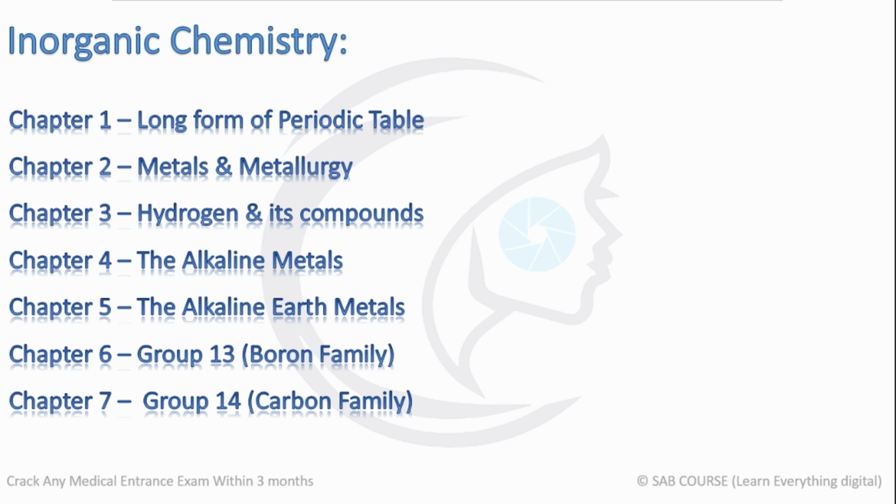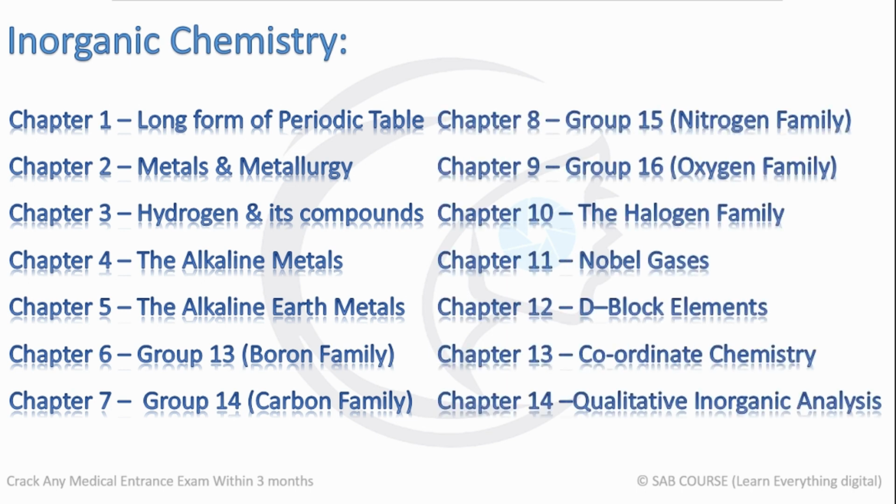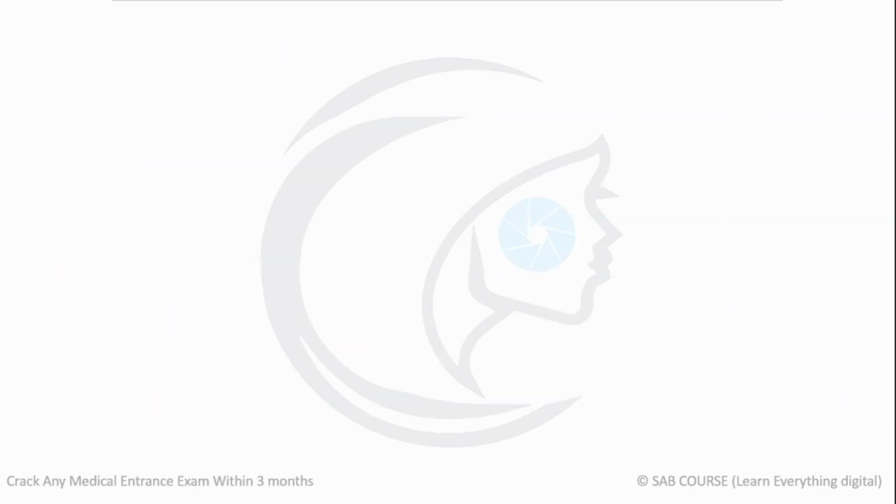And there are altogether 7 chapters, and we learn periodic table, metallurgy, hydrogen compounds, alkali metals, alkaline earth metals, and group 13, that is boron family, group 14 carbon family, group 15 nitrogen family, and group 16, that is oxygen family, and group 17, it is halogen family, noble gases, and d-block elements from group 3 to 12, and coordination chemistry and qualitative inorganic analysis.